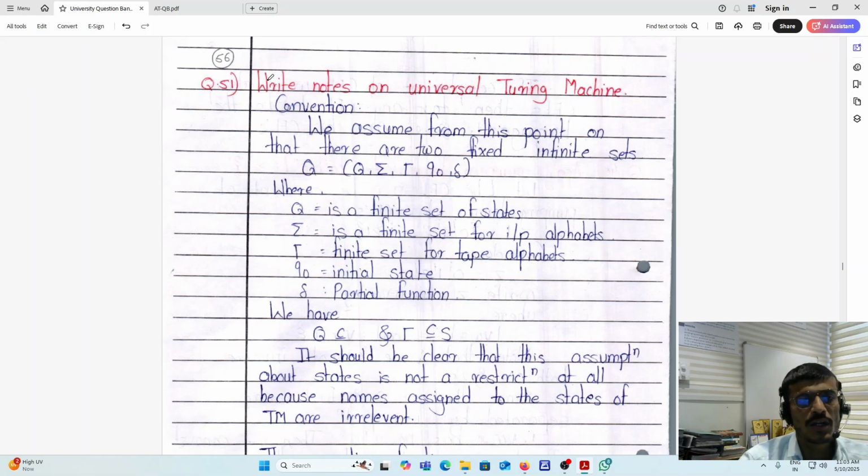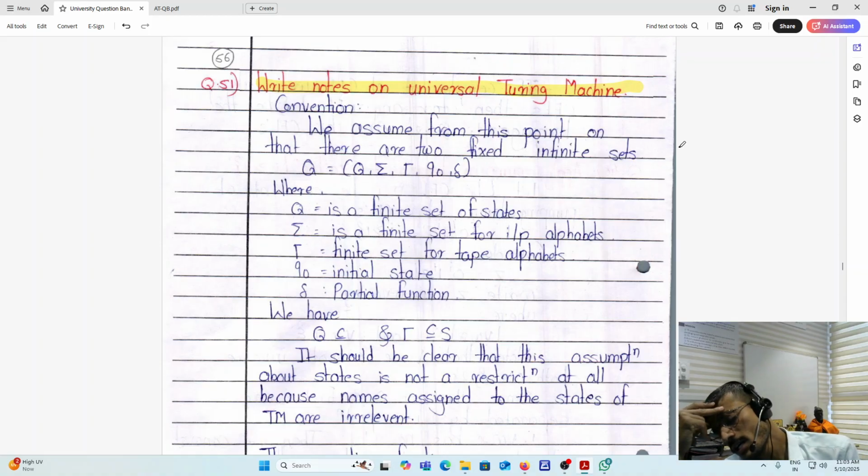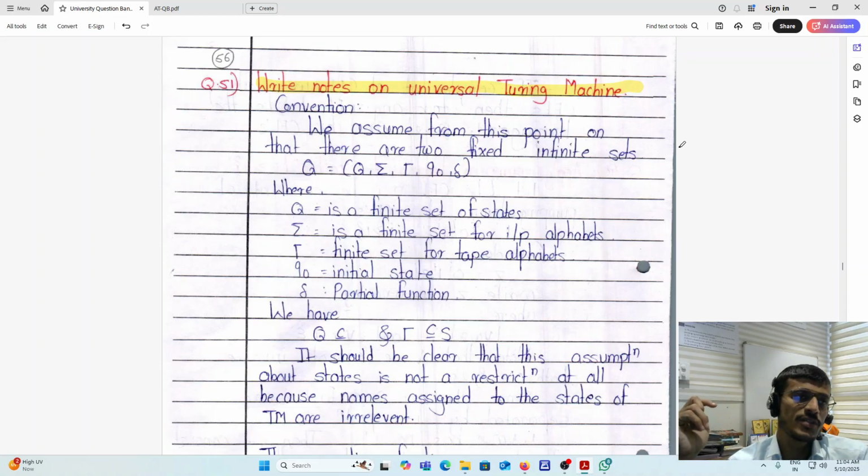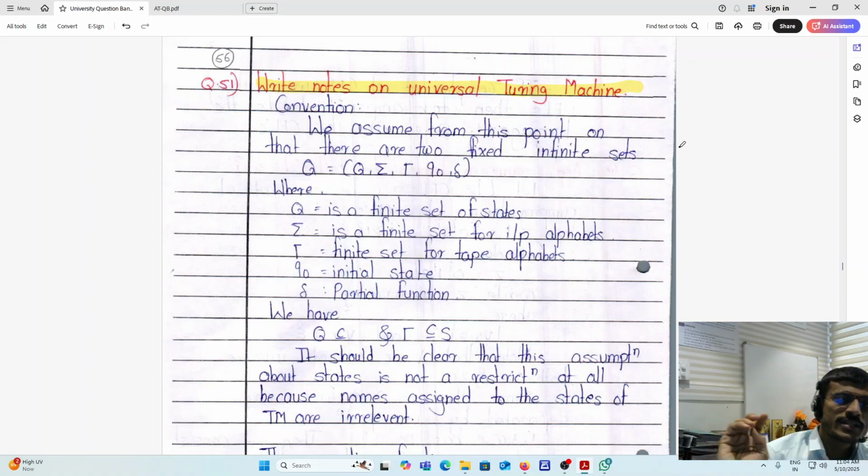Then the next question is: write a note on universal Turing machine. Already we have discussed during our lectures what is meant by universal Turing machine. The machine which has the properties of all the machines is called a universal Turing machine. So you have to write down the definition of Turing machine.